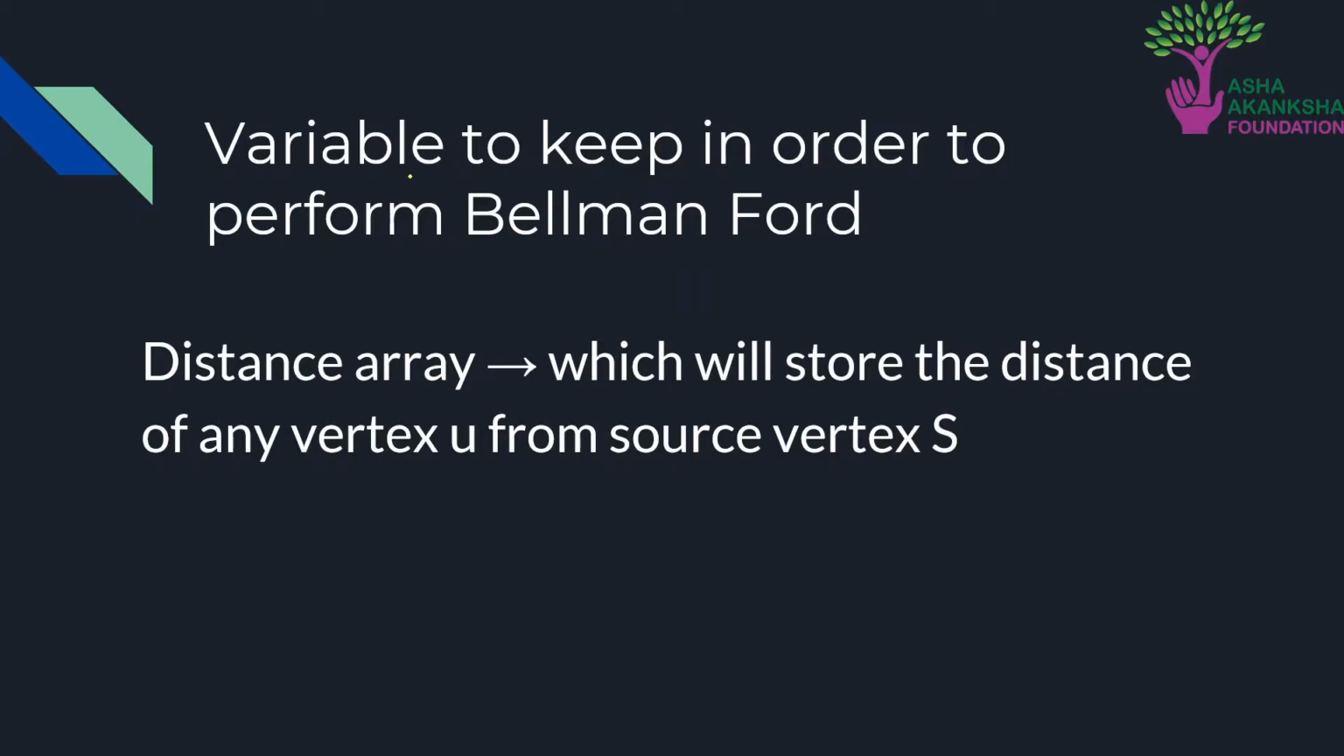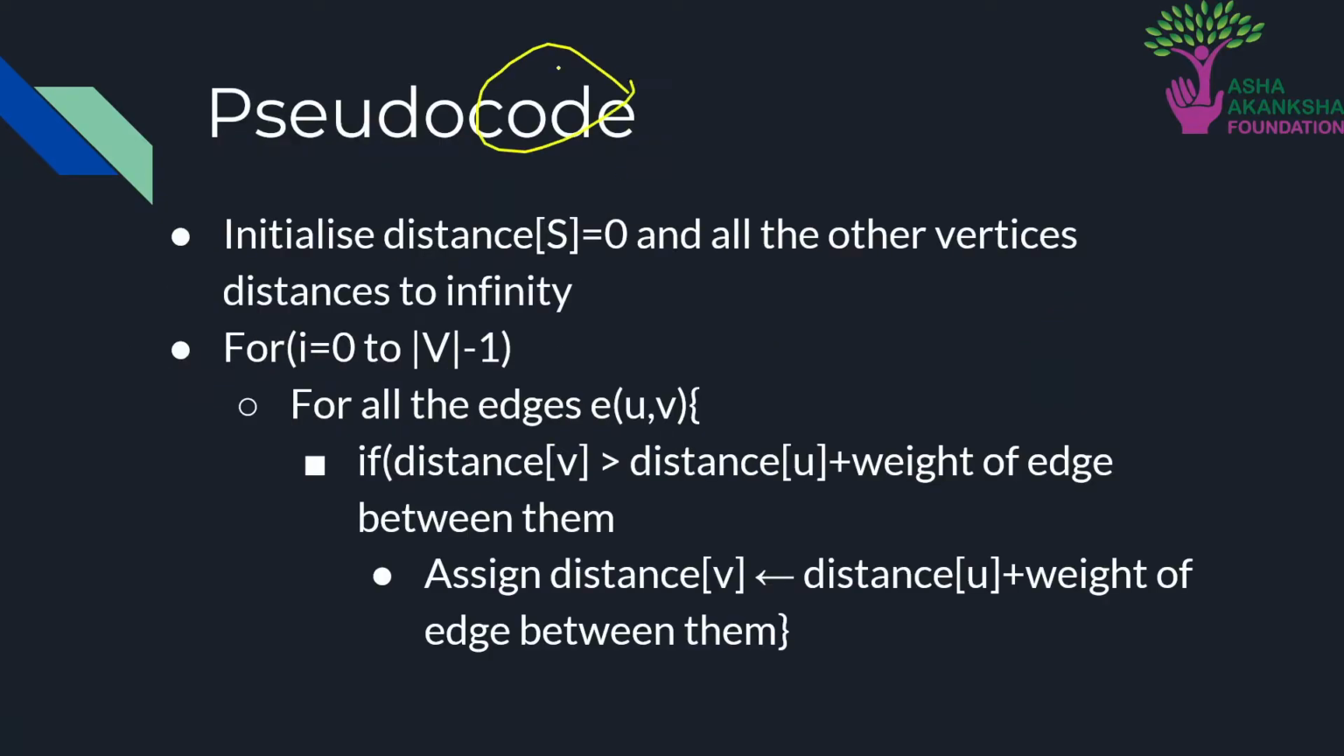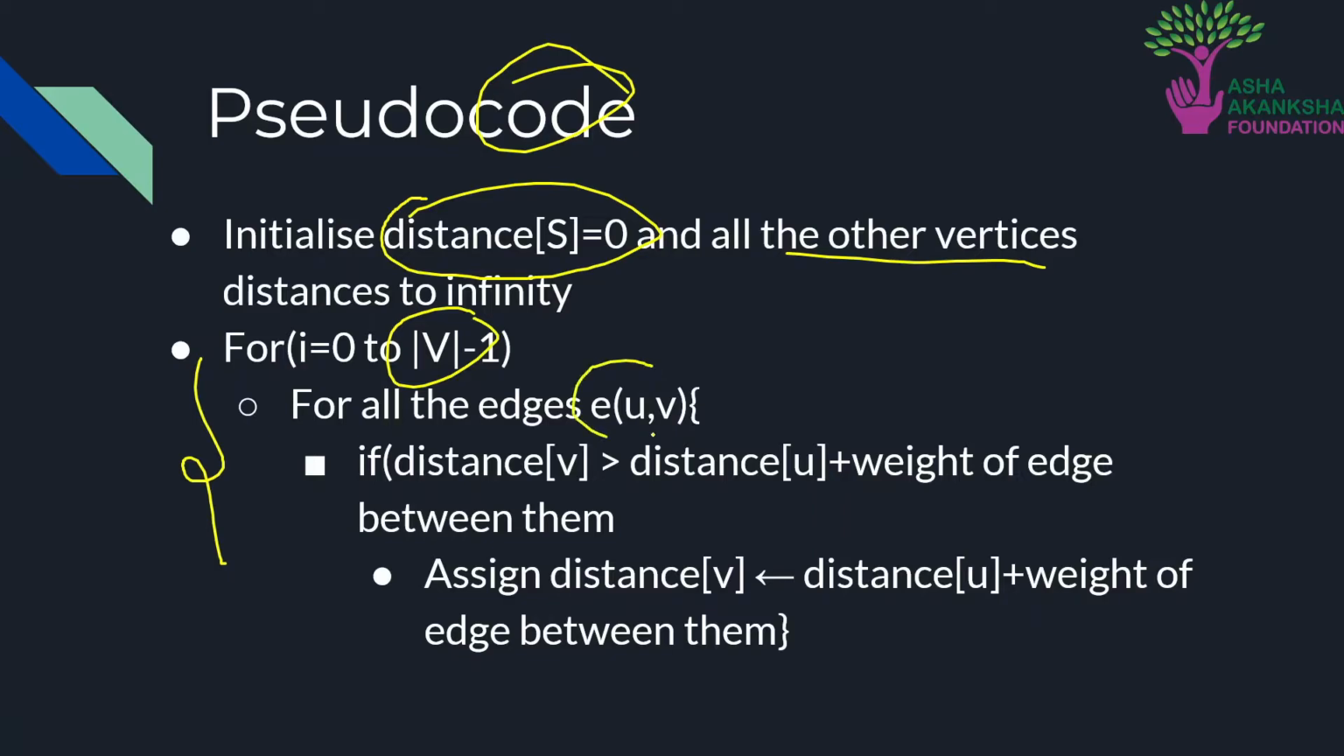So let us look at the variables we need to keep in order to perform Bellman Ford. It is only the distance array, which will store the distance of any vertex u from the source vertex. So let us see the pseudocode. First of all, I will update the distance of the source vertex to 0 and all the other vertices to infinity. Then I will run a for loop from i equal to 0 to v minus 1, and then we will look at all the edges present in the graph. If an edge is tense, we relax it, and this is performed v times.